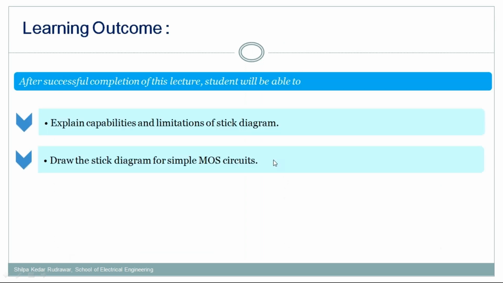So after the completion of this particular lecture, you will be able to explain the capabilities and limitations of the stick diagram, what is meant by a stick diagram and its capabilities and limitations, and you will be able to draw the stick diagram for any CMOS circuitry. So this is the stick diagram.